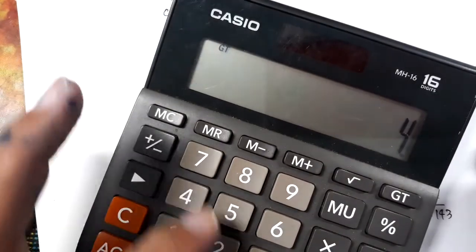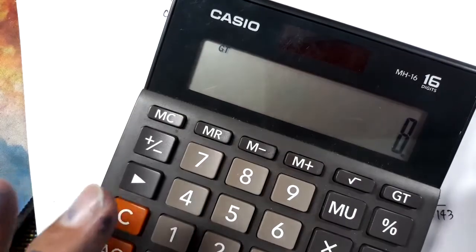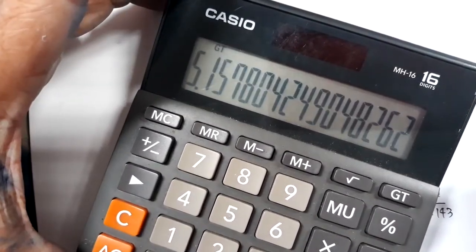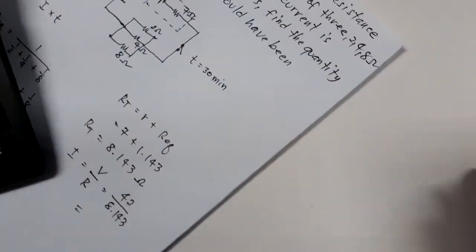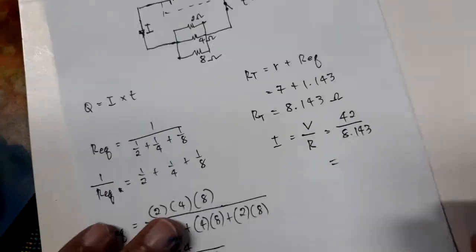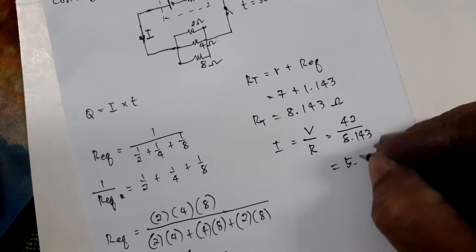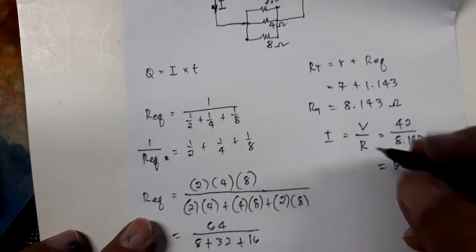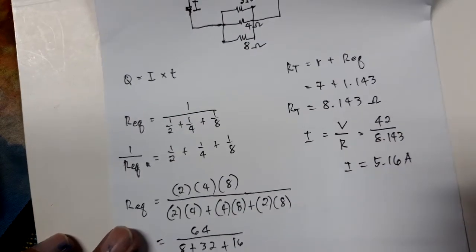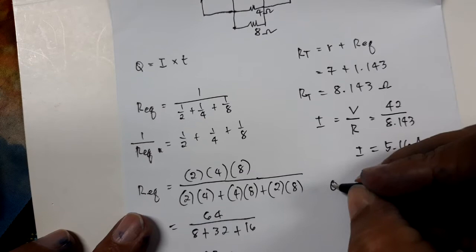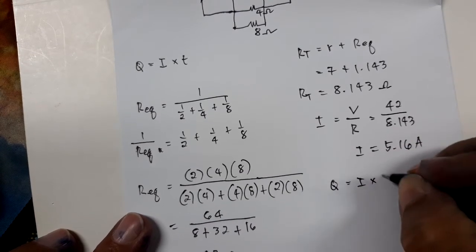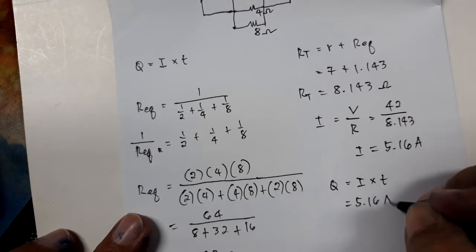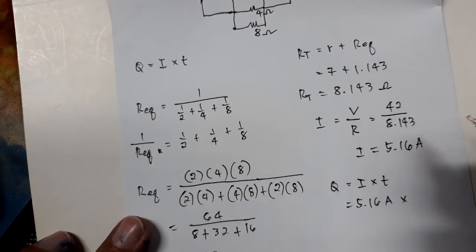42 divided by 8.143 is equal to 5.16. So 5.16 amperes is flowing there, our I. We can compute now the quantity. Q is I times time. So I is 5.16 amperes times the time, which must be in terms of seconds.